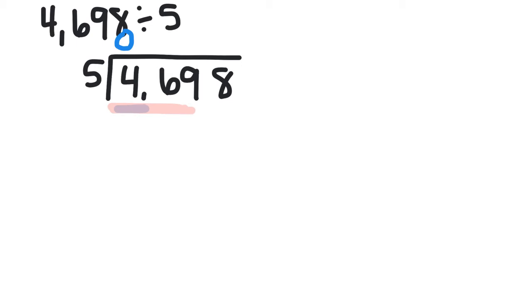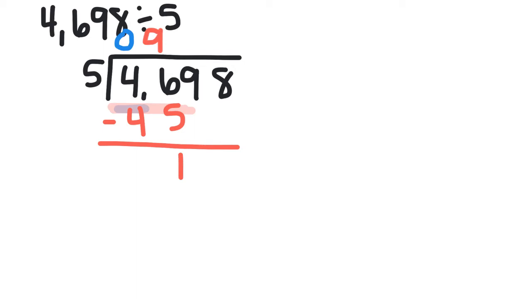How many 5s can fit into 46? 5, 10, 15, 20, 25, 30, 35, 40, 45, 50. Well, 50 is too many, so 45, that's 9. 9 5s can fit into 46. 9 5s is 45. So I will do 46 minus 45, and I'm left with 1.